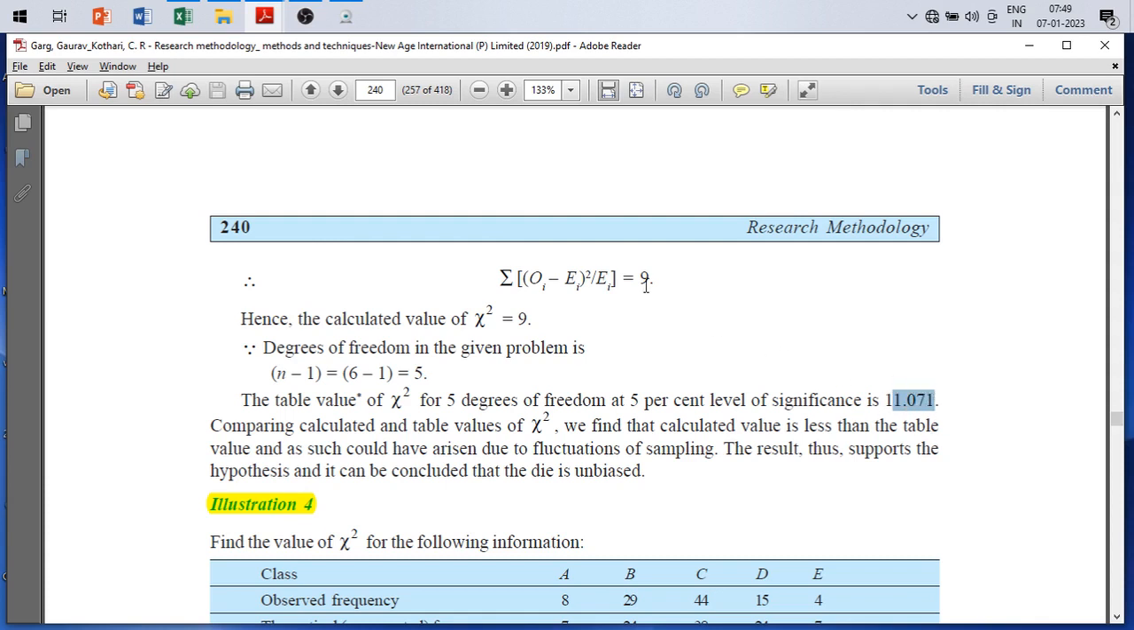But our chi-square statistic is 9. It falls in the acceptance region. So the conclusion is that the null hypothesis is accepted, so the die is unbiased.